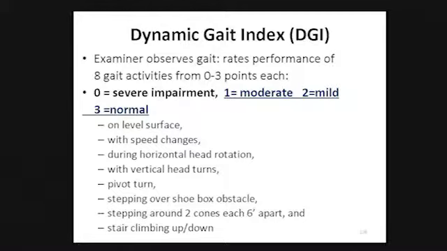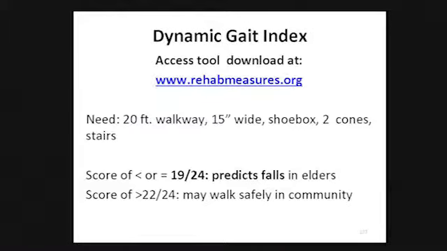And we look at them walking on a level surface, speed changes, horizontal head rotation, etc. You can access the tool. What do you need? You need a 20-foot walkway. There's a problem. You're in home care, and the longest room they have is 12 feet. So you can't do an exact normative referenced DGI.